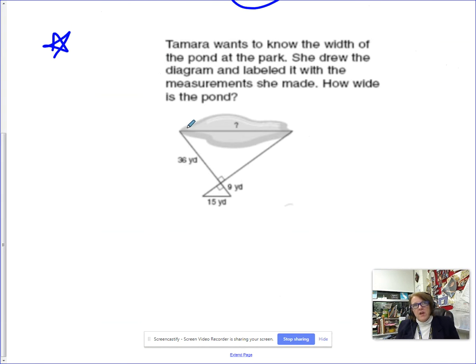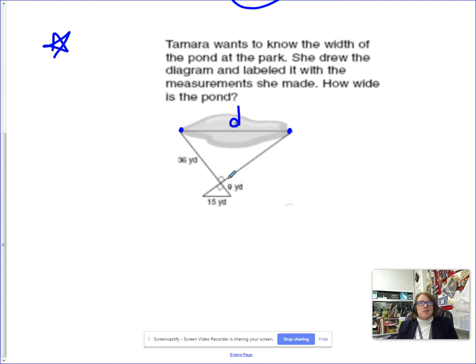You've got two triangles here. As you see, this is the pond. And we have this side of the triangle that we're trying to figure out the distance. So you can call this D or X or whatever you want. But this is what we're looking for. Tamara wants to know the width of the pond at the park. I guess you could use W if you want. She drew the diagram and labeled it with the measurements she made. How wide is the pond?